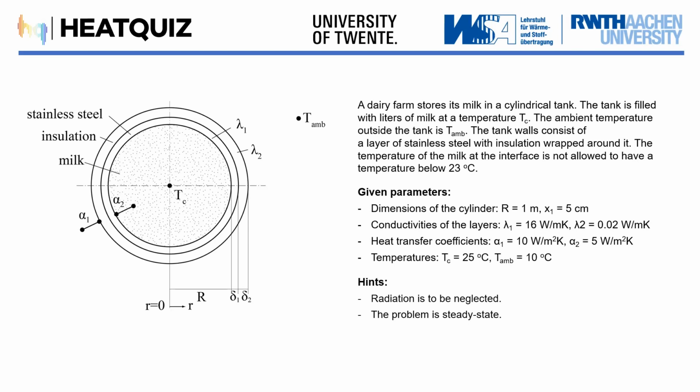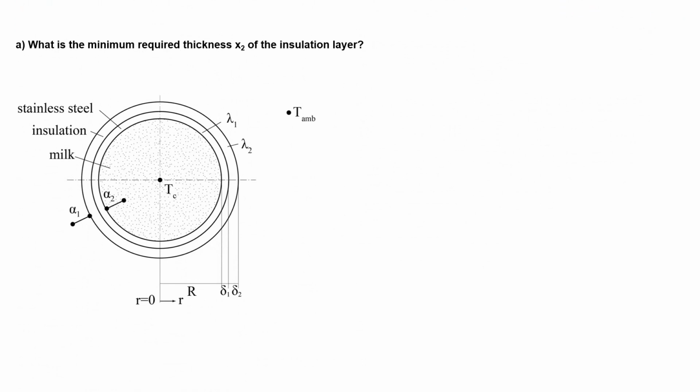It is crucial that the temperature of the milk does not drop below 23 degrees Celsius to ensure its quality and safety. In addition to the tank's dimensions, material properties and heat transfer coefficient have also been given. For the purpose of this demonstration, we can assume that the radiation will be neglected and that the problem is in steady state conditions. In the first question, we are asked to determine a minimum required thickness of the insulating material such that the temperature of the milk will never get below 23 degrees.